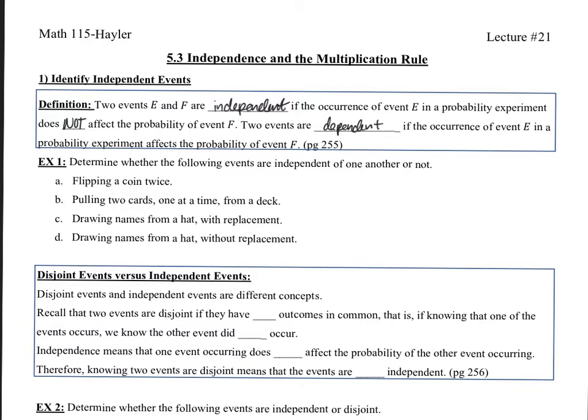Let's take a look at this example. Determine whether the following events are independent of one another or not. So, flipping a coin twice. If I flip a coin the first time, let's say I get heads, and then I flip it again, will the fact that I got a head the first time in any way affect what probability I'll get a heads or a tail the next time?